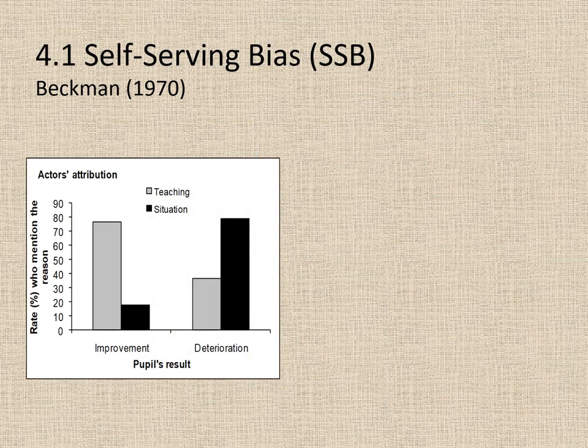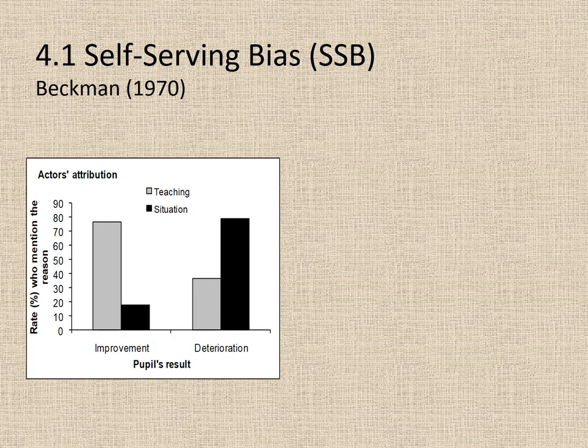Okay, so if the pupil's result improves from trial to trial, the subjects themselves explain this with their own teaching. The pupil received a good result because I was good at teaching this. It was my teaching that gave the good result. While if the pupil's result gets worse and worse, they explain this with the situation. The pupil's result became worse and worse, not because of my bad teaching, but because this situation is very strange. The pupil is sitting behind a dark glass. We can't communicate, I can't even see the pupil, and so on. Okay? So, a success is explained with internal factors. My behavior, my good teaching. A failure is explained with bad situational factors.